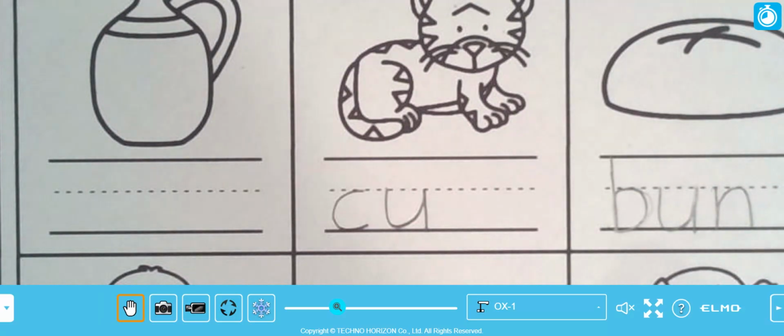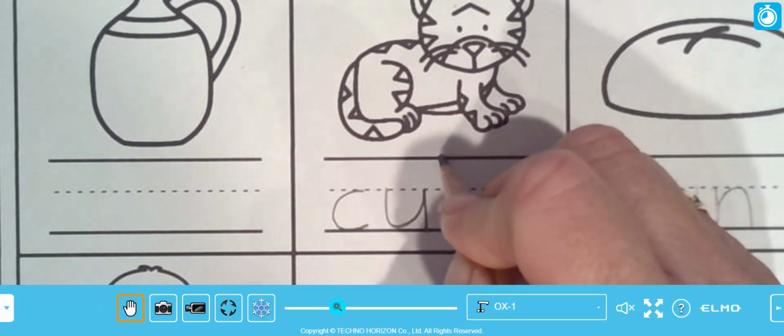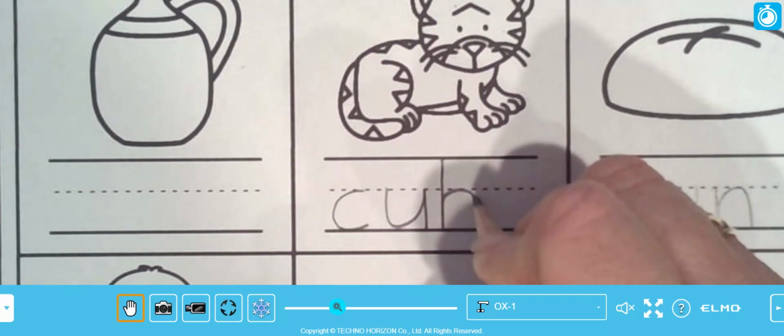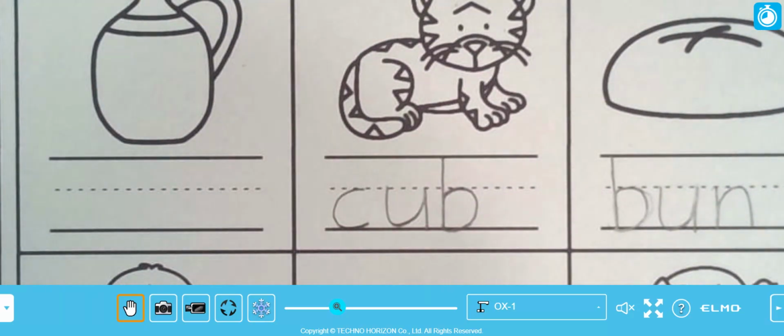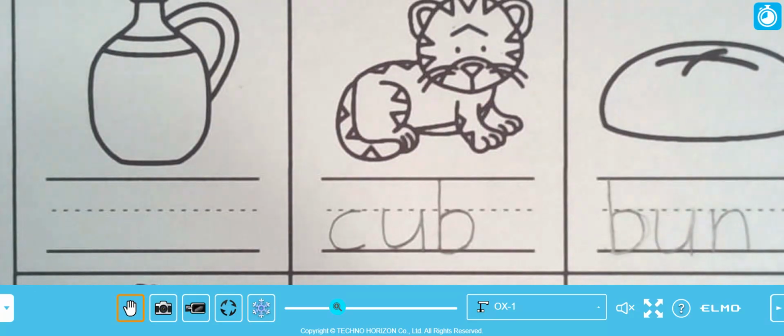Okay, B is bat, then ball, right? Bat, start at the top. Bat, then go back up, then go up the stick and make ball. So bat, up the stick, and ball. Okay, finish writing the word cub. As you're writing the word cub, I'm going to give you a sentence. The tiger cub looked for its mama.